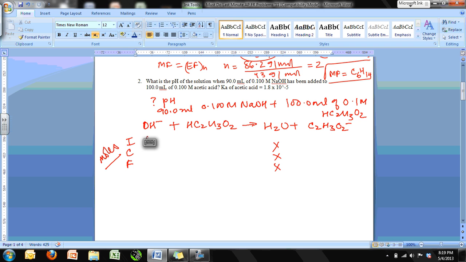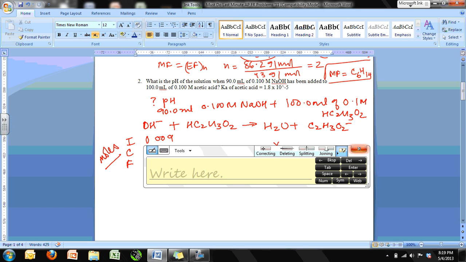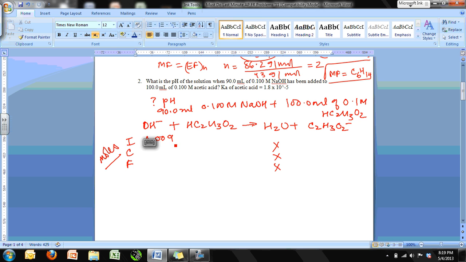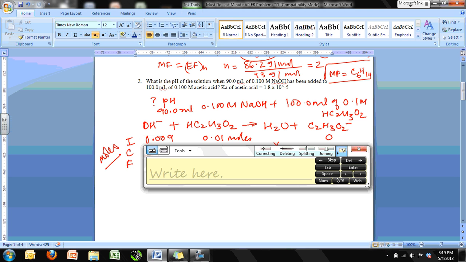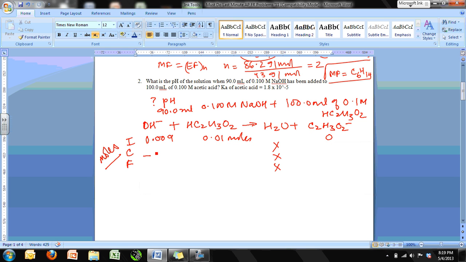And OH minus moles are 0.009 moles. Acetic acid is 0.01 moles, and initially you have 0 acetate moles. You subtract the smallest number of moles, which is 0.009, so you subtract 0.009 moles and 0.009 moles form here. So finally you have no more hydroxide left. You have 0.001 moles of acetic acid left, and you form 0.009 moles of acetate.